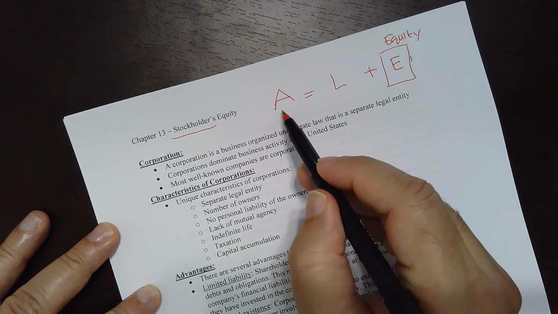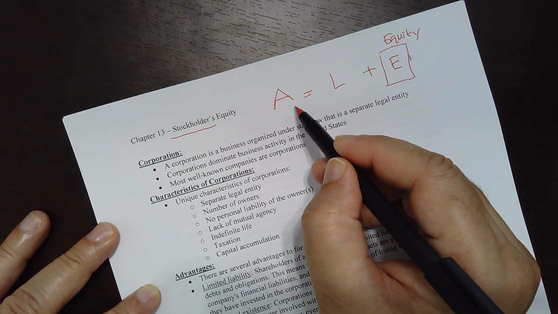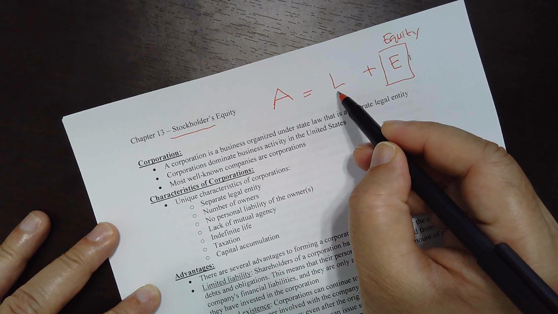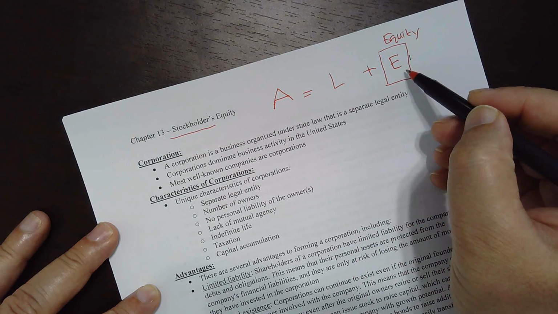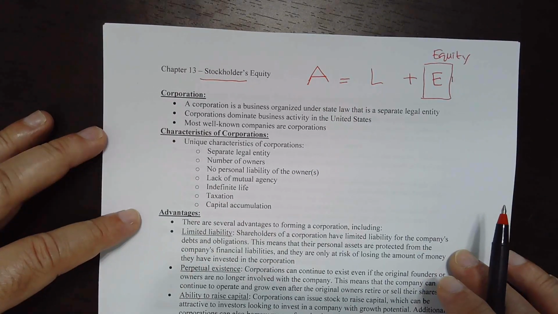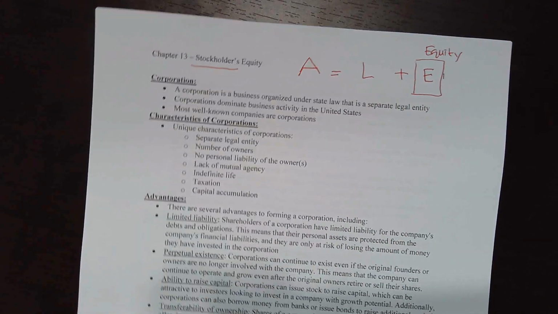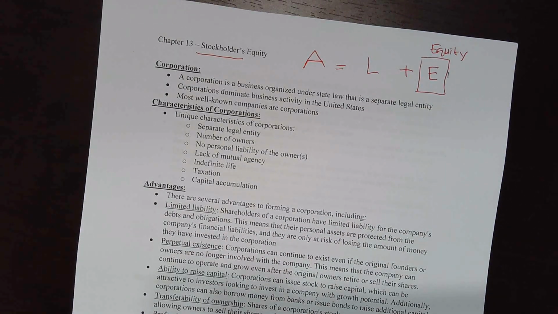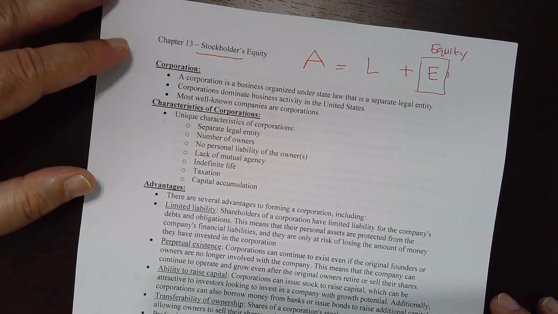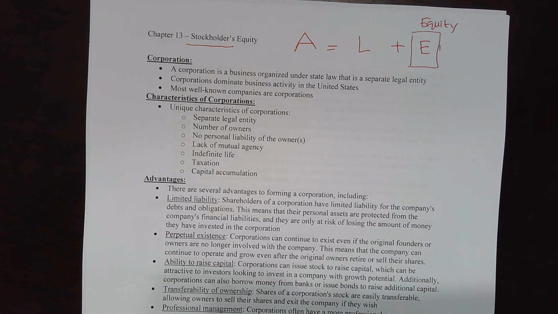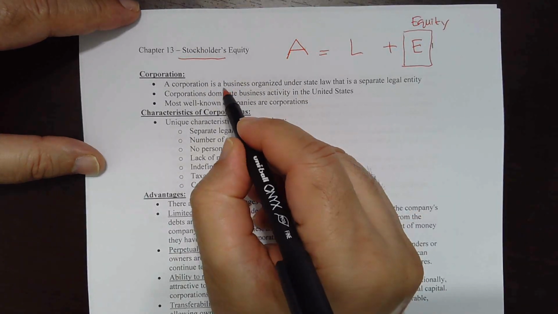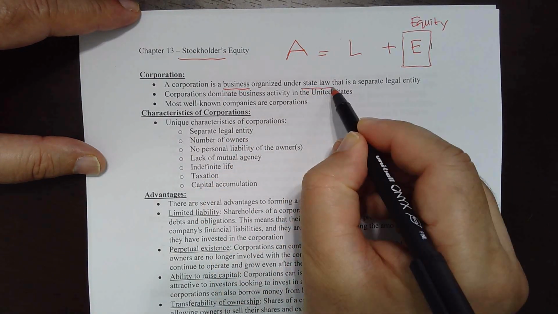So we have discussed long-term assets and short-term assets. We have discussed long-term liabilities and short-term liabilities, and today we are going to discuss equity. Before we discuss equity, we're going to revisit our topic of corporations that we discussed in chapter number 1. In chapter 1, we discussed that a corporation is a business organized under state law.